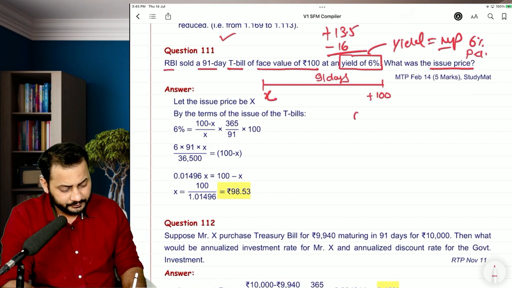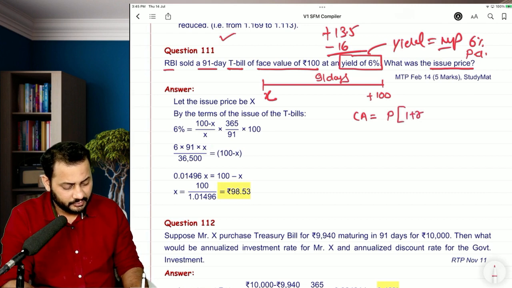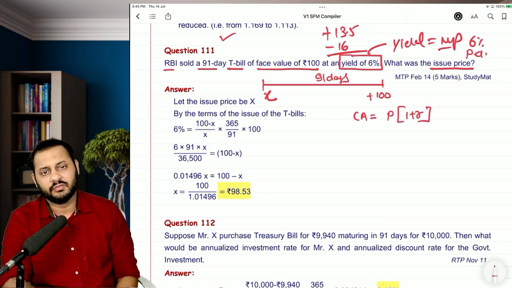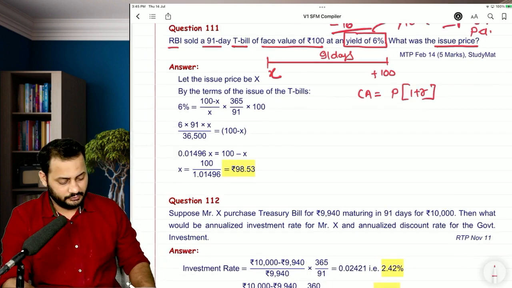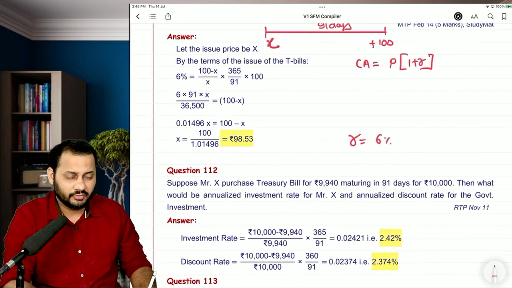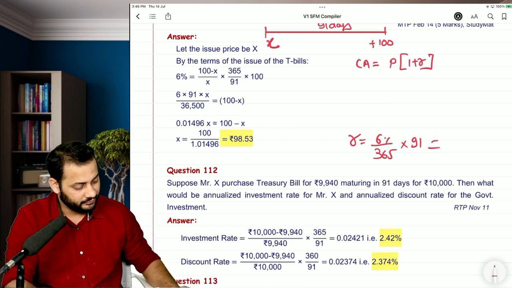I will just write down compound. We are not going to do the compounding. Compound amount is equal to principal times (1 plus R). If we take it as per annum, okay, let it be. We'll just calculate it for 91 days and then we'll convert it. Now R in this question is 6%. If you want to calculate it for 91 days, you are going to divide it by 365 days and multiply it by 91 days. You will get an R for 91 days.